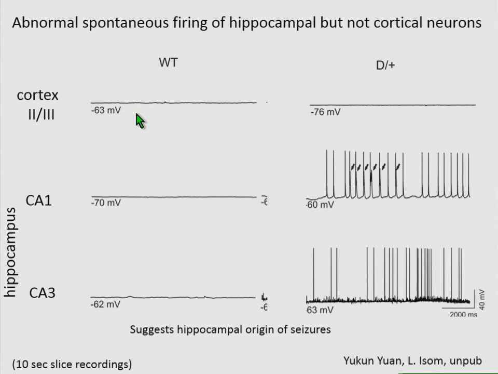So we've looked at several types of neurons, and here you see spontaneous firing in cortical neurons, layer 2-3, compared with CA1 and CA3 in the hippocampus. And the wild type neurons don't exhibit any spontaneous firing during this 10-second recording. The cortical neurons in the mutant aren't firing, but both types of hippocampal neurons are firing spontaneously, consistent with other evidence about this channel, suggesting that the hippocampus may be the source of seizures.